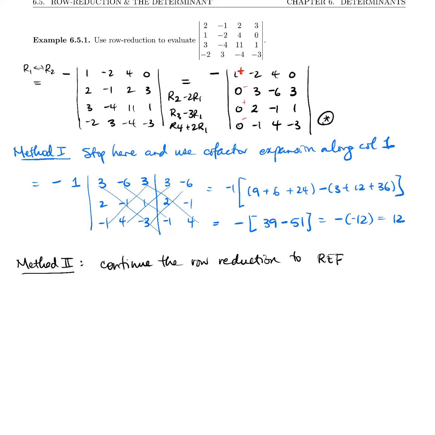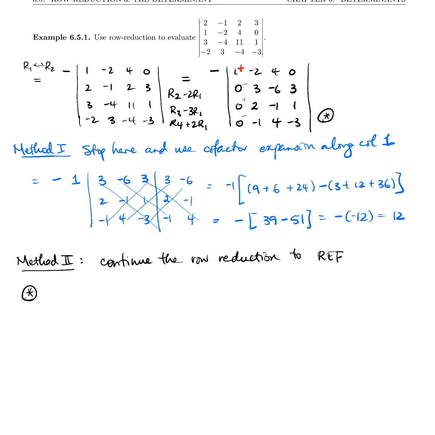So let's do that. We're going to continue here, which means that we want to zero out down here, and there's a lovely feature that I can divide by 3 very evenly. So we'll do 1/3 row 2, and we saw in a previous video that when you multiply by 1/3, that's like factoring out a 3.